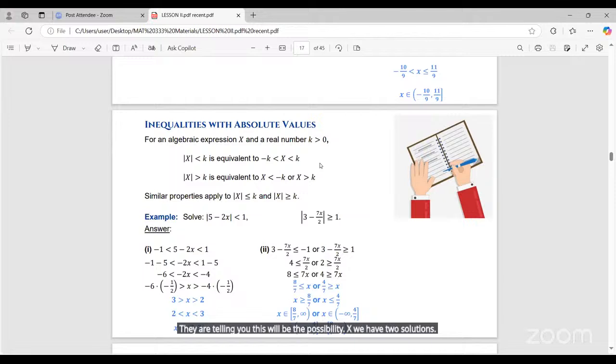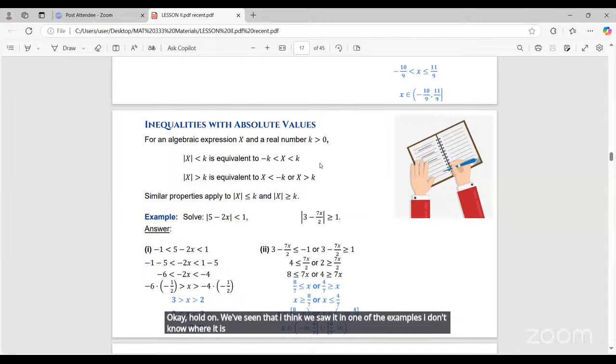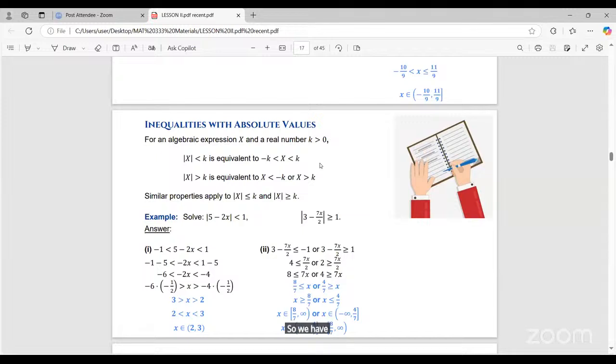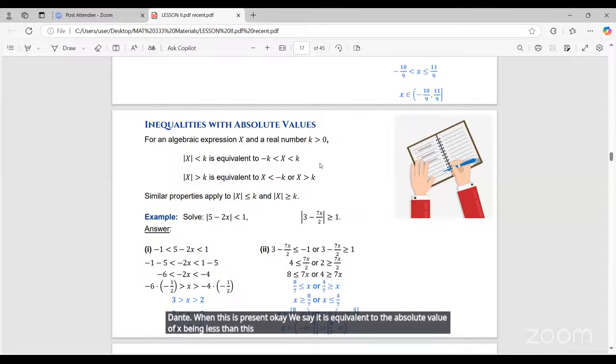And this will give us what? I think we saw it in one of the examples we solved, where we have something equal to 3 or so. So we have two solutions. Now, when the absolute value of x is greater than k, we say it is equivalent to x being less than minus k or x being greater than k.